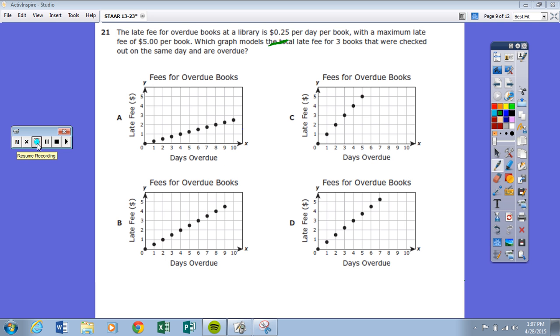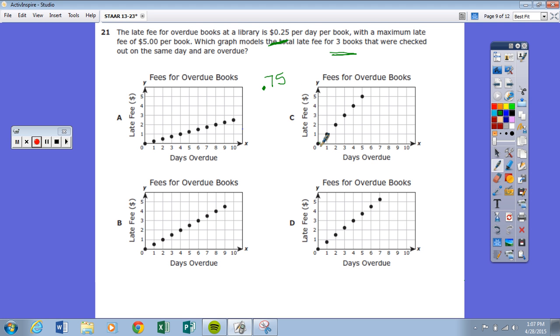Okay, so this is talking about 3 books that are getting checked out on the same day, and they are overdue. So if it's 25 cents per day per book, then how much would it be for 3 books? Well, it would be 3/4 instead. So we actually want to see a graph that's going up by 75 cents at a time.